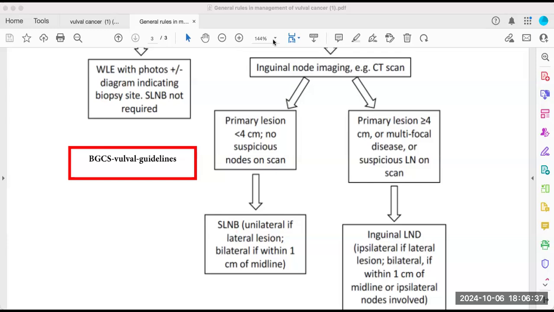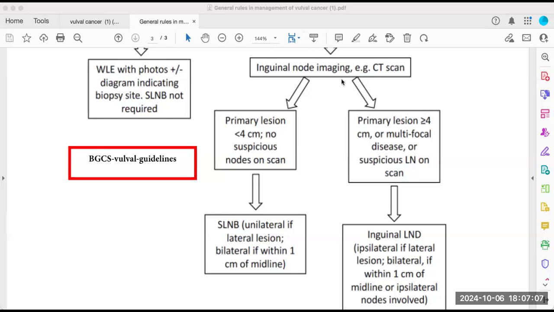Did I say anything about positive lymph nodes? No. Good. So now we know what to do if the primary lesion is less than 4 cm and there are no suspicious nodes on a scan, which is presumed to be relatively early stage, but I can't confirm without testing the lymph nodes. That's why we do the sentinel lymph nodes.